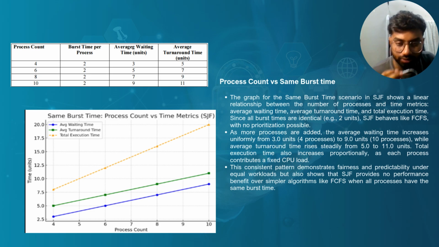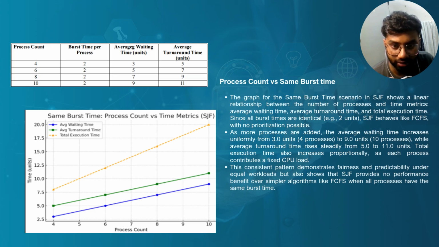Okay, this one is the same as before. The process count is for the same burst time. The graph shows the same burst time scenario. SJF shows a linear relationship between the number of processes and the time metrics: average waiting time, average turnaround time, and the total execution time.